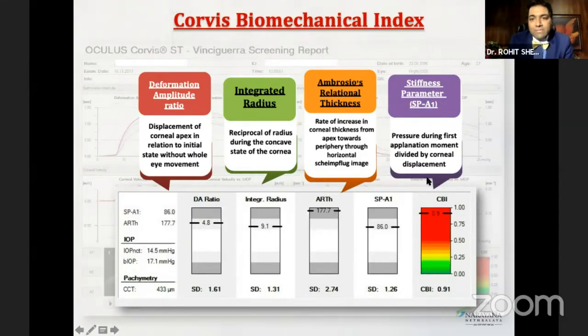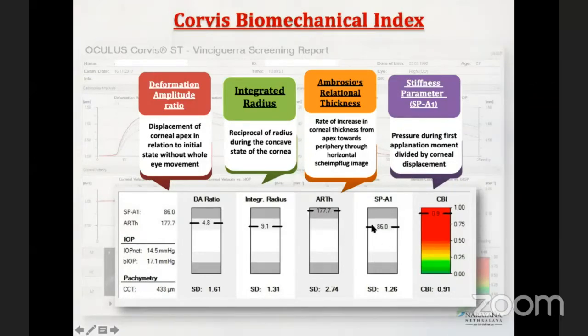And the stiffness parameter, SPA1. According to me, this is one of the most important parameters, more than the deformation amplitude ratio. Even though it's not commonly used, it's one of my favorite ones, because anyone can see that anything close to 100 or above 100 is good, and anything below 100 is not.